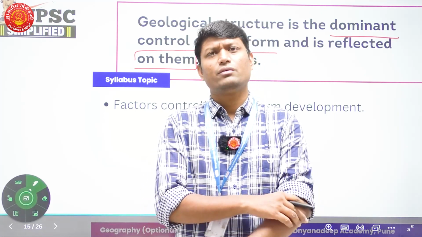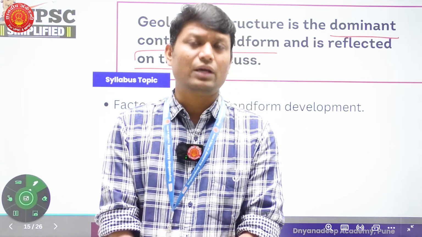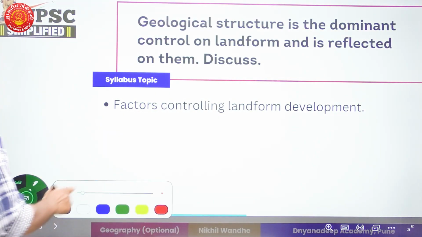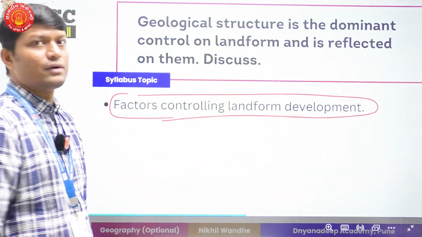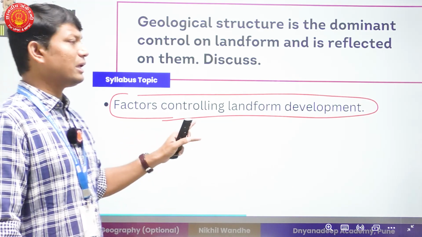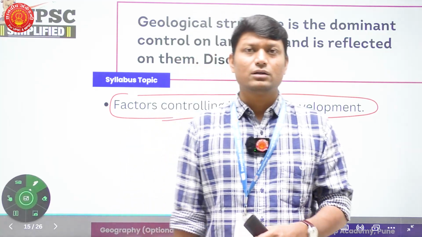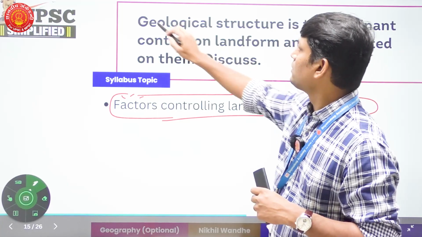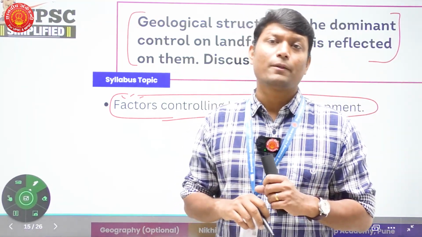I'll tell you from where you can find these types of questions and how to prepare for them. There is a very simple way to approach this part of the syllabus. The syllabus topic is factors controlling landform development. It appears to be from this topic, but actually you will not find, in any standard book, a discussion of the factors controlling landform development, and you'll never find much material on this particular question.